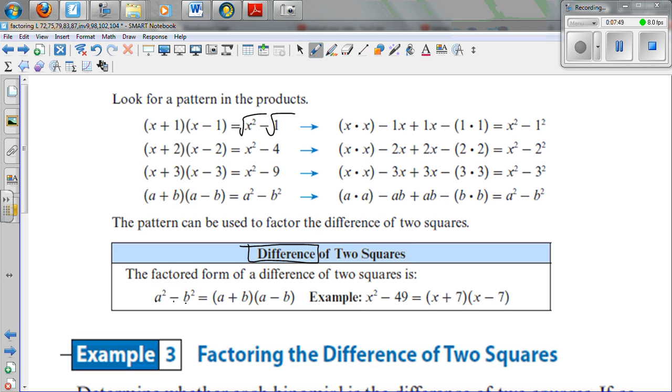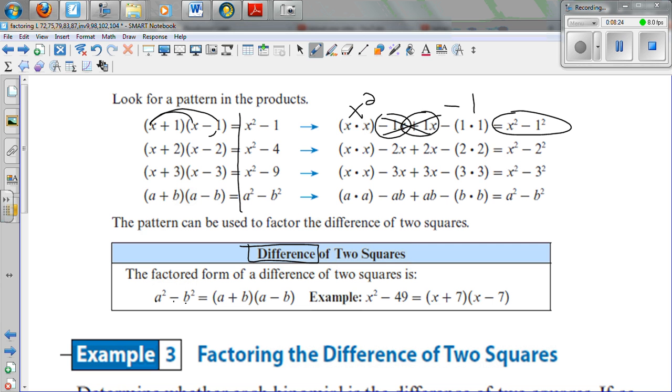And so since you can take the square root of both of those, then we can look at this pattern that happens. When we multiply those, remember we go x times x is x squared. And then we get the negative 1x and the positive 1x. And what happens to negative 1x and positive 1x is that they cancel out. And then we look at the negative 1 times 1, which is minus 1. And you could say that's 1 squared, because really 1 squared is still 1. And so that's how they got this x squared minus 1 squared. Now notice there's only two terms here when we get this down to something that we're going to factor.